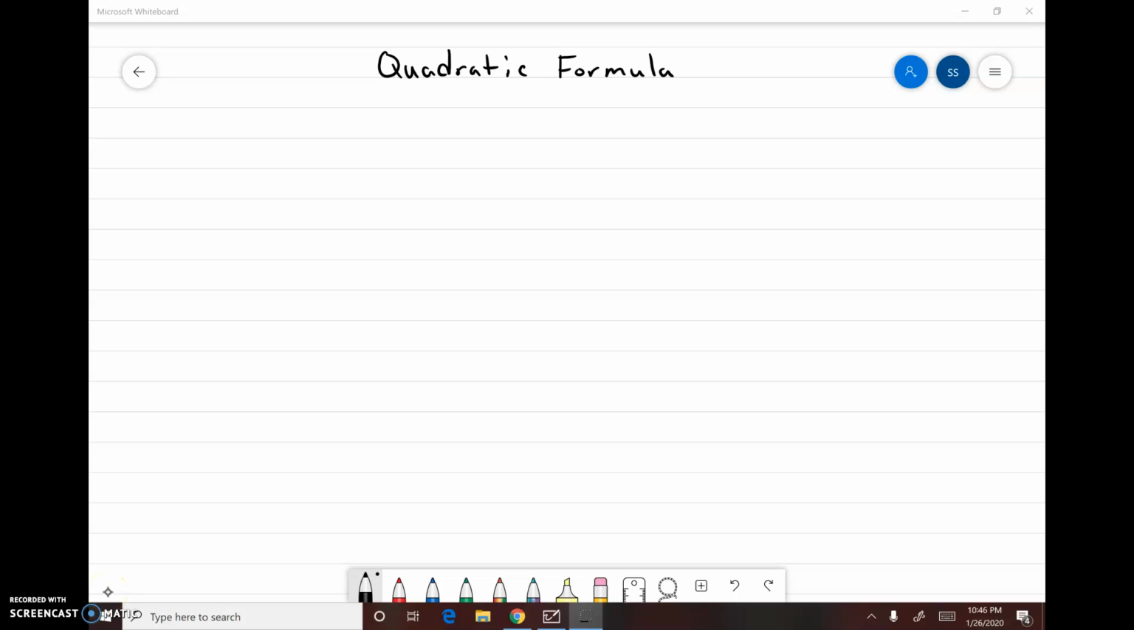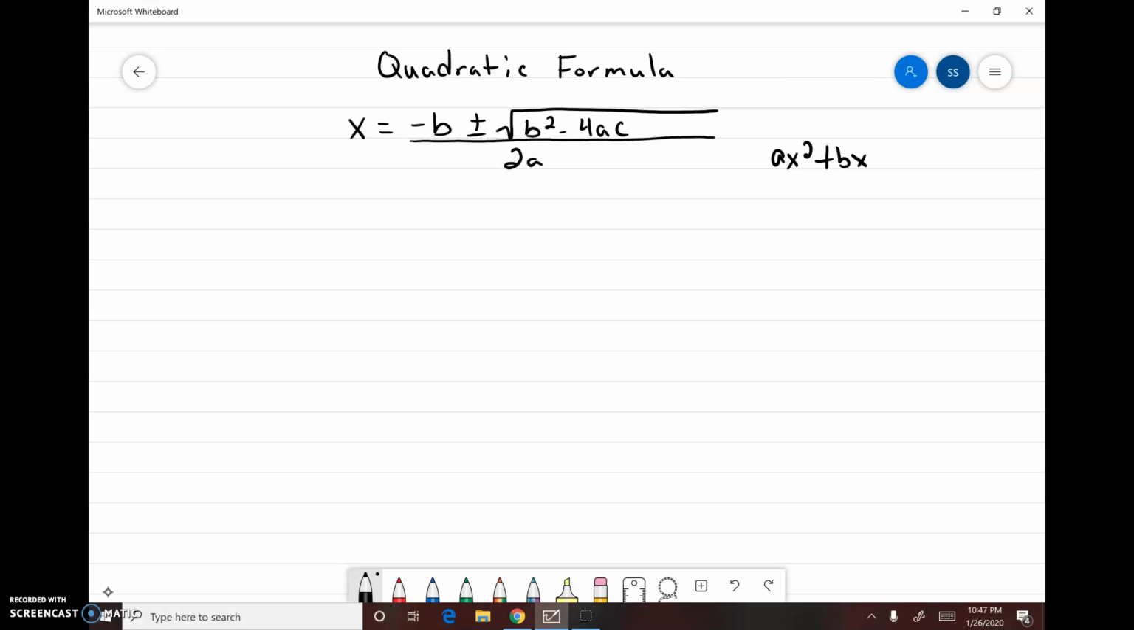Hello everyone, in this video I want us to look at the quadratic formula, which is another method of solving quadratic equations. The quadratic formula is x equals negative b plus or minus the square root of b squared minus 4 times a times c, all divided by 2 times a. Again, remember the a, b, and the c here come from the standard form of a quadratic equation, ax squared plus bx plus c equals 0.